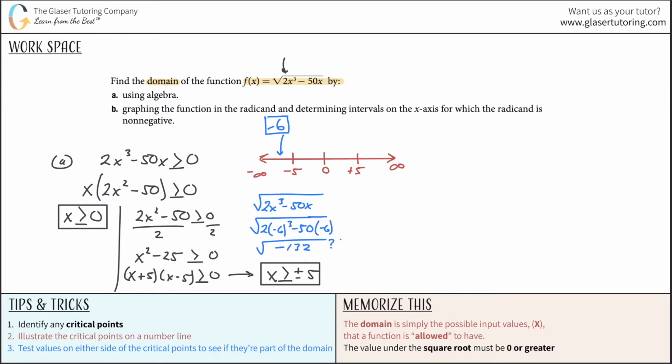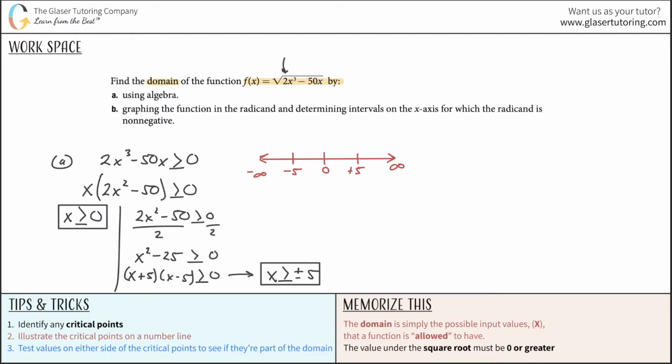What's wrong with this? This doesn't make sense, right? We cannot take the radical of a negative number. So now I don't have to keep testing -7, -8, -9, etc. I know for a fact that anything to the left of -5 is going to be undefined. It doesn't work, so this region is not included in my domain. I'm not going to shade that region.